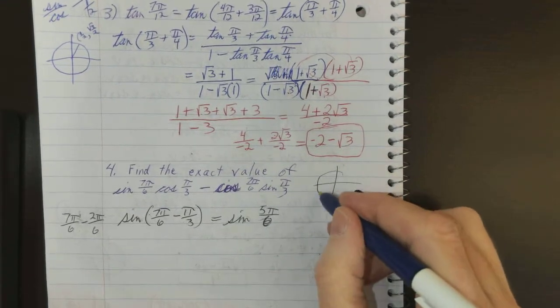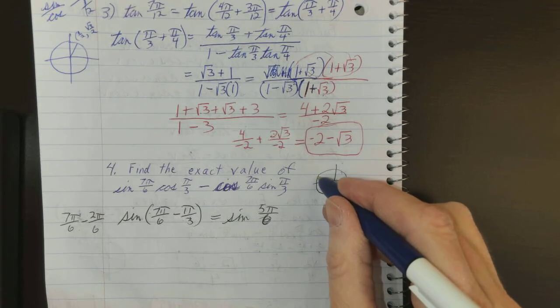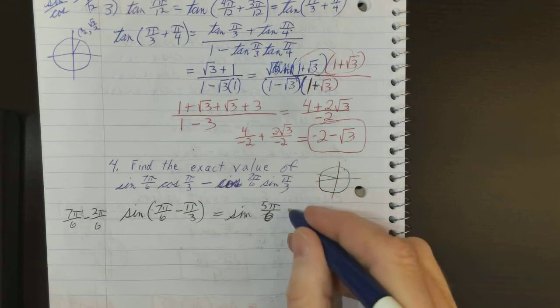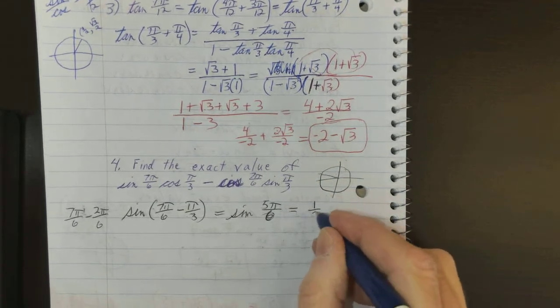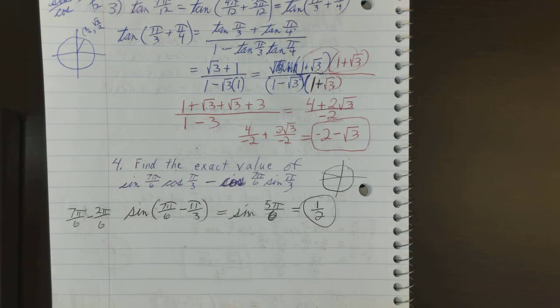Unit circle time. Sine. We're 5 pi over 6 is over here. Sine's positive. Looks like the y-coordinate is 1/2. Sine of 5 pi over 6 is 1/2. So this exact value is 1/2.